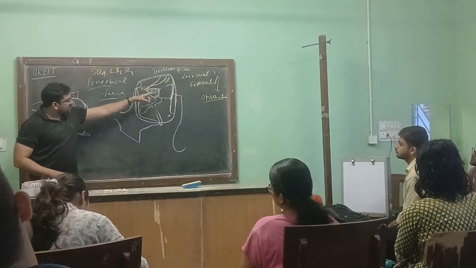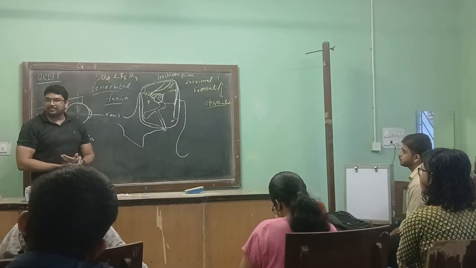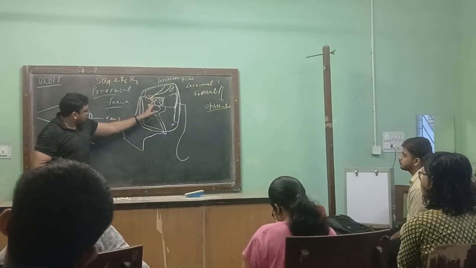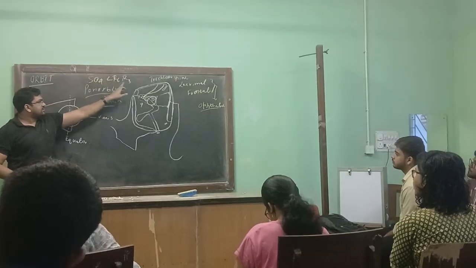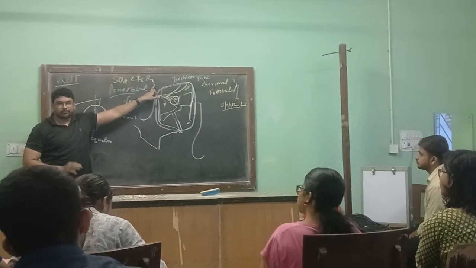And then these are the branches of the ophthalmic nerve. Everything belongs to the eyeball, that's why ophthalmic. Get it? And these are the other nerves like the trochlear nerve, abducens nerve and oculomotor nerve, which will be supplying the other extraocular muscles over here. Got it or not?